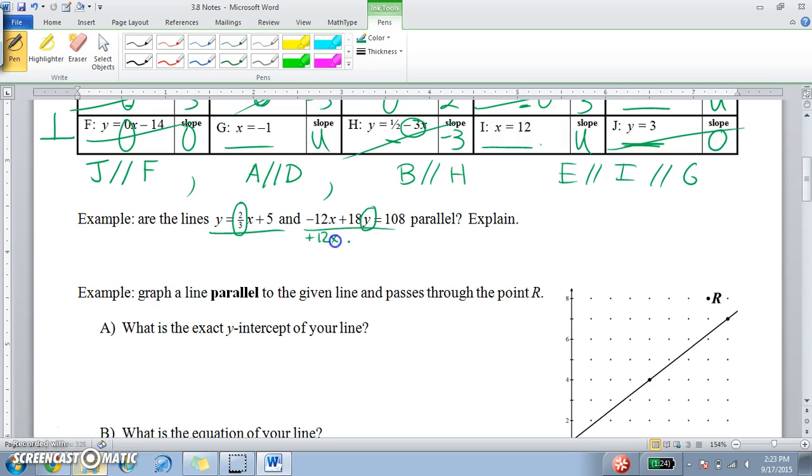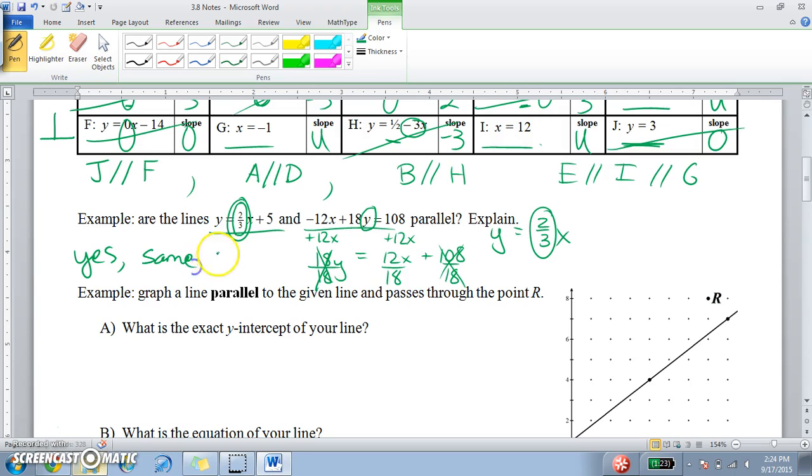So I need to add 12x to both sides. I need to move this over to the other side to start getting the y by itself. So I've got 18y equals 12x plus 108. I need to divide by 18 to get the y by itself. So then I have y equals 12 over 18x. 12 over 18 would reduce, because 6 goes into both of those, so that would reduce to 2 over 3x. And then I've got 108 divided by 18. I don't really care what number that is, because all I need from here is my slope, which is 2/3. This slope is 2/3, so yes, these lines are parallel because they have the same slope.